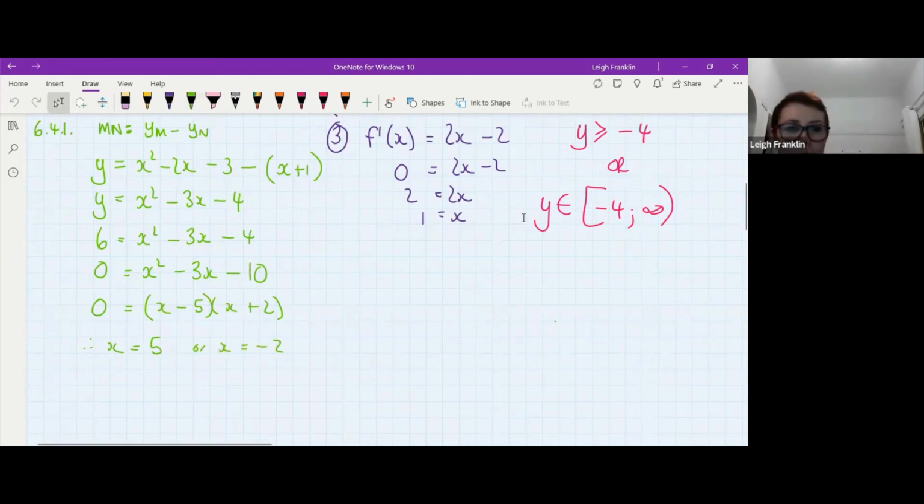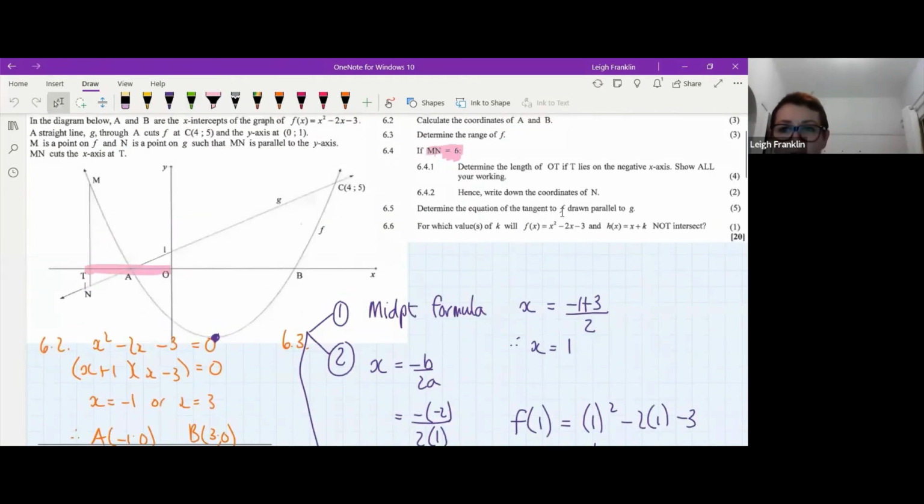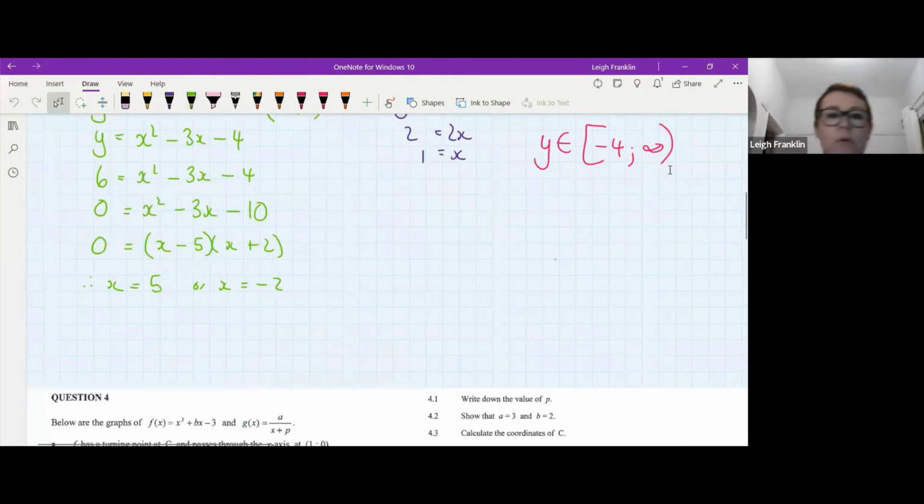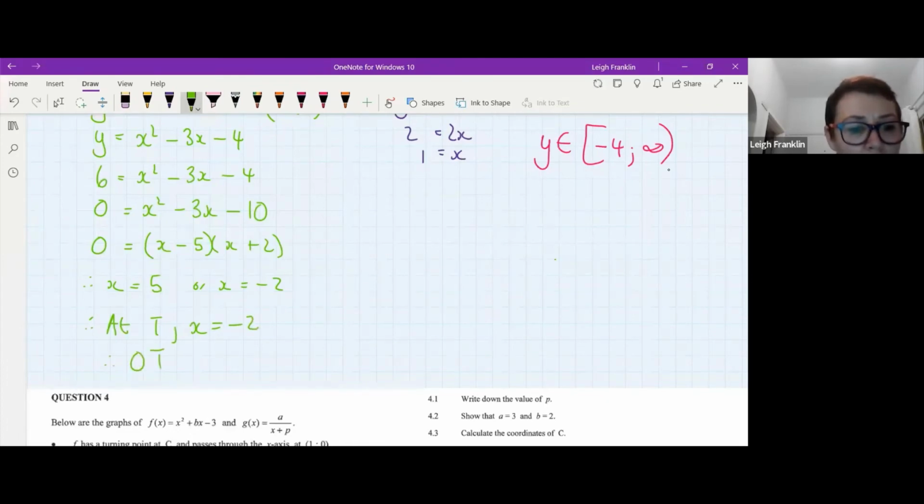All right, now remember, it said to us here that OT lies on the negative x-axis. Okay, well, we can see that from the diagram. So OT lies on the negative x-axis, which means that we are going to choose our negative answer. So therefore at T, x will be equal to -2, which means that OT must be 2 units long.